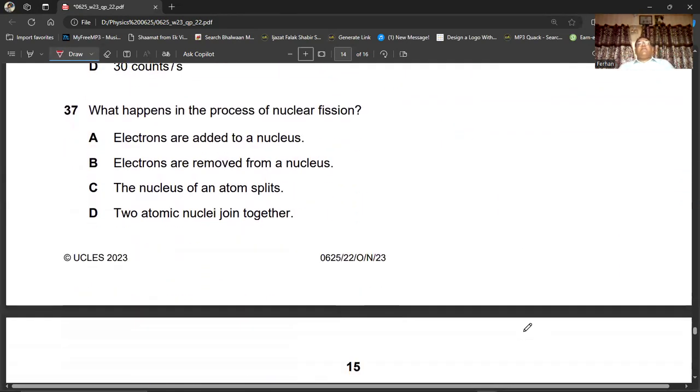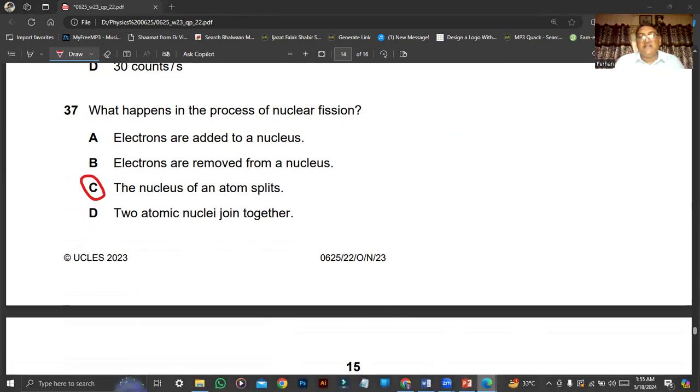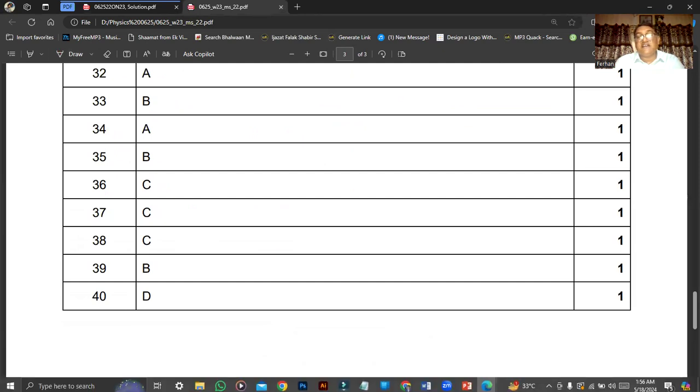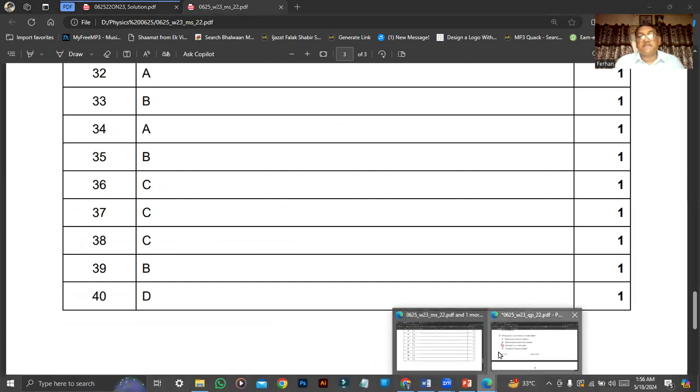He says, what happens in the process of nuclear fission? In nuclear fission, a neutron is bombarded on a larger nucleus, and that splits the nucleus into daughter nuclei. So the nucleus of an atom splits. So C is the right option, sir, for question number 37.